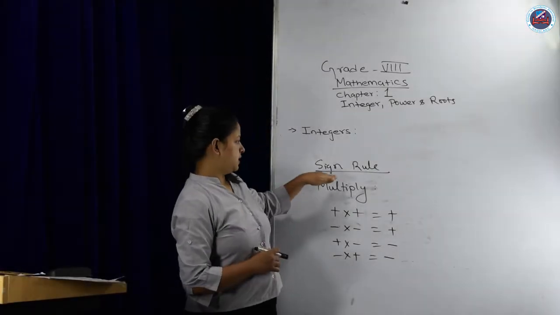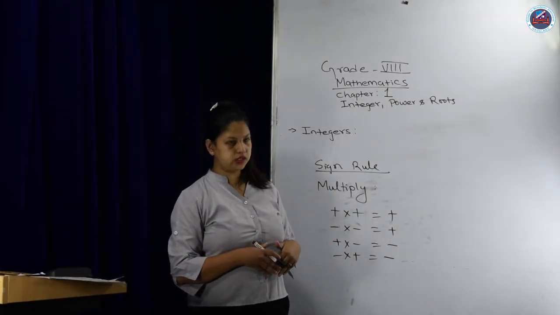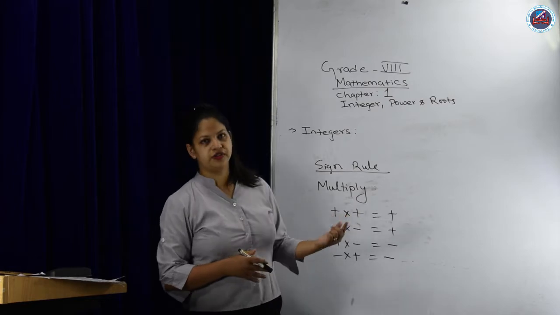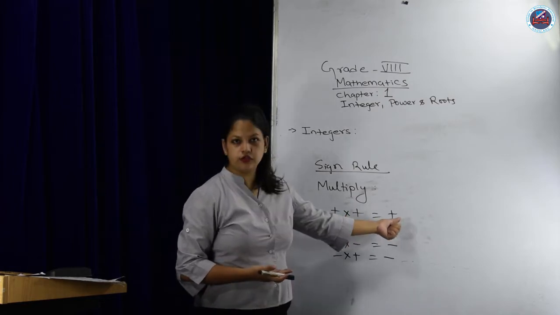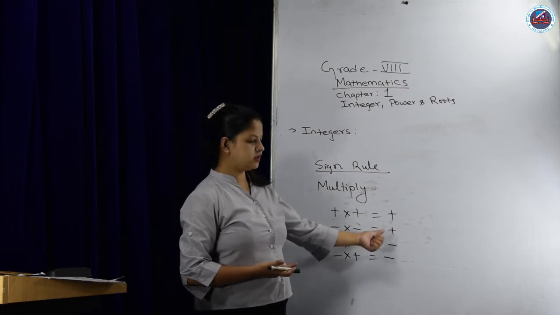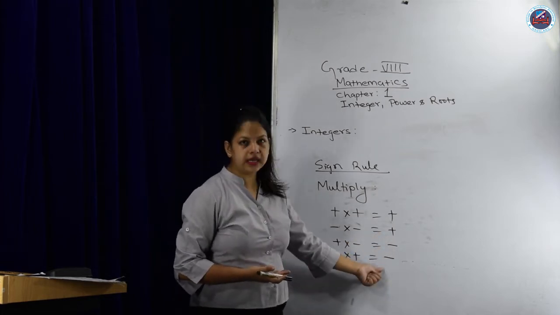Now, we did addition just now, and next we'll be doing multiplication. If you multiply, with different signs, how does it come out? Plus multiplied by plus will give you plus. Minus multiplied by minus will give you plus. And if the signs are different, then it will always give you negative.